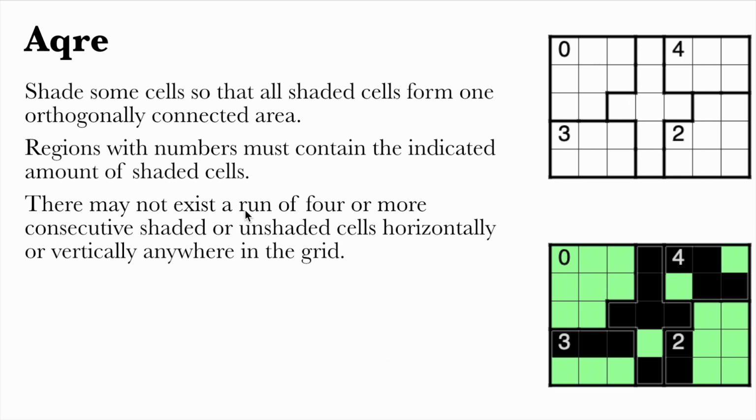There may not exist a run of 4 or more consecutive shaded or unshaded cells, horizontally or vertically, anywhere in the grid. This is the rule that makes an Aqre an Aqre. So we have 3 unshaded cells in a vertical run here, and that is the max we're allowed. The next would have to be shaded. Of course, we can have fewer than 3, and the same goes for shaded cells and horizontally, so this is the max run of shaded cells, 3 across. Those are the rules of Aqre, so it's time to solve a puzzle.